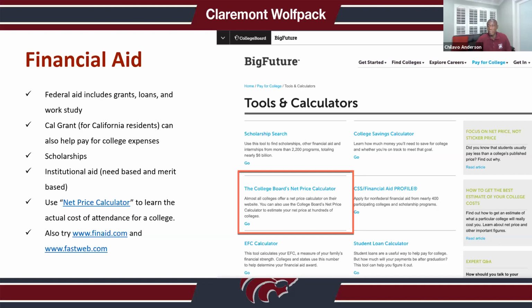So you might be surprised that the initial cost per year of a school might be $20,000, $30,000. But when you go through the net price calculator, you might be surprised to find out that you might only be responsible for paying $6,000, $7,000 of what that tuition might be.